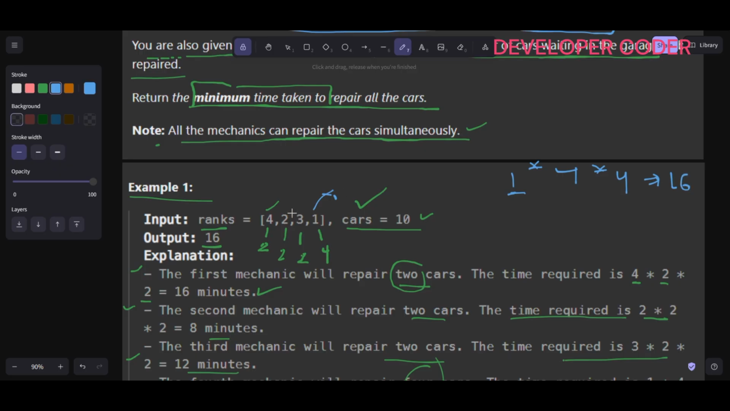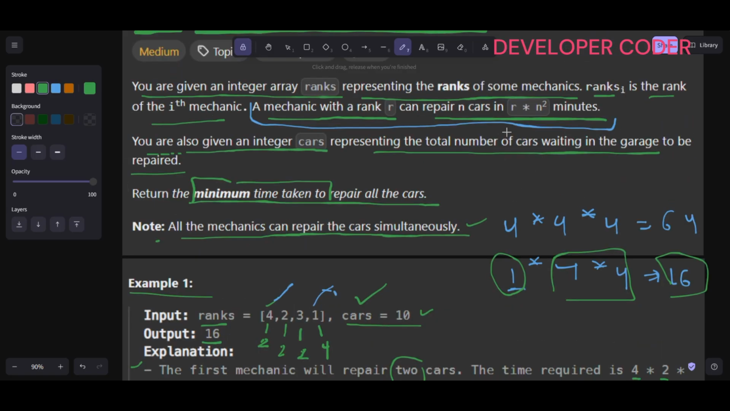But let's suppose there is another mechanic with the rank 4, and he also repairs 4 cars. Then what is the amount of time he is going to take? 64. So a person with a lower rank can repair more cars in fewer minutes, right? Because of this formula, R into n square. So this is one point.